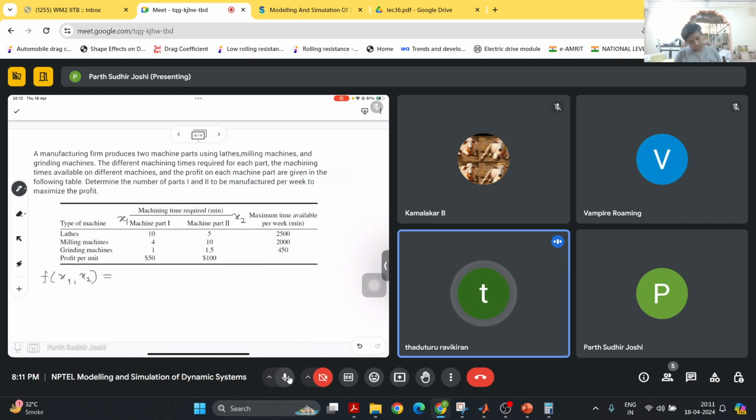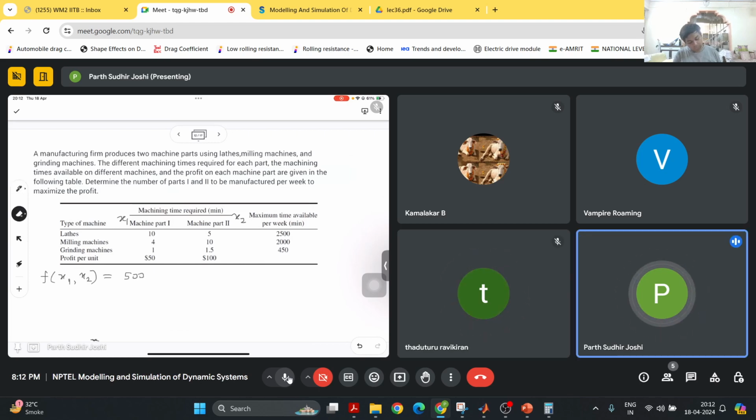50x1 plus 100x2. Yes, it will be 50x1 plus 100x2. So that will be our profit. Since we have only two variables, we can solve this problem graphically.